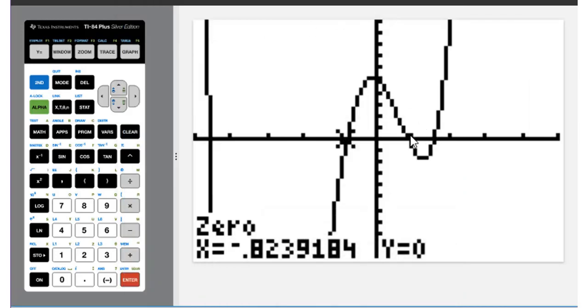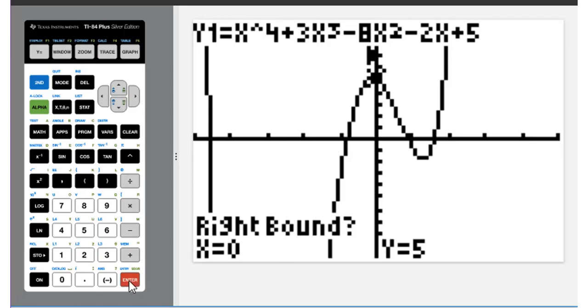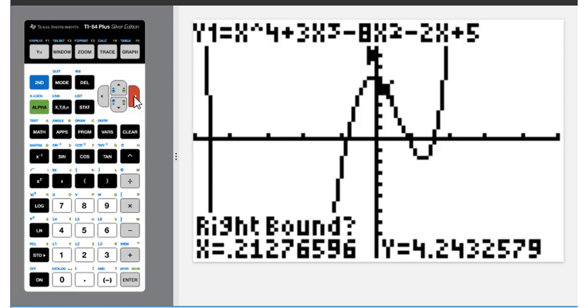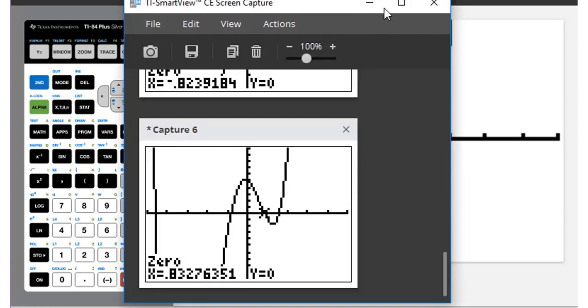Now let's go to the third zero, second trace 2. Left bound, this will be 0. Enter. Right bound, let's move because it's hard to find the right bound. I can move over here, put the enter, then enter. So we got 0.83. Take a picture of this.